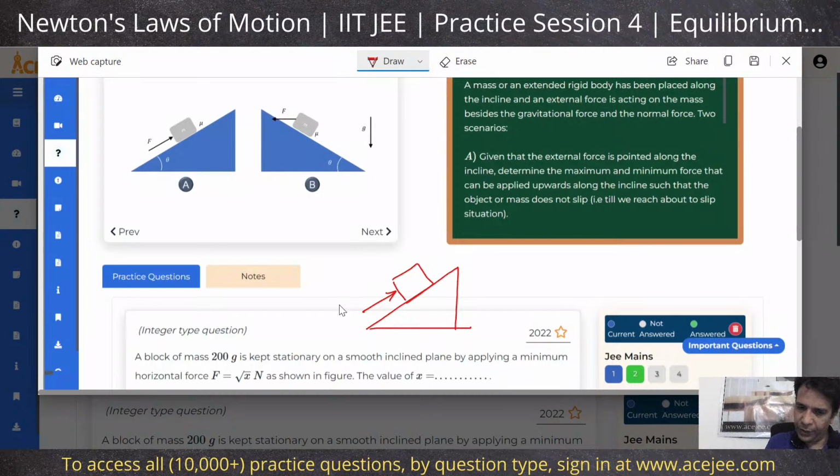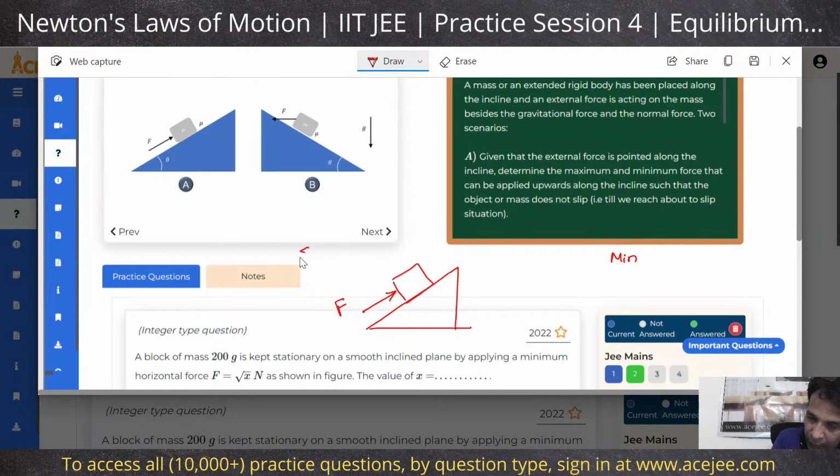Let's say I'm applying this force F, so let's talk about this scenario. Within this scenario where we are pushing the block up the incline, you might be asked to find two different forces, minimum and maximum force, for which the block will not slide, right? So what do we mean by minimum force?